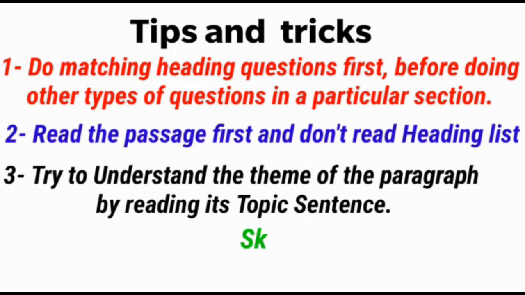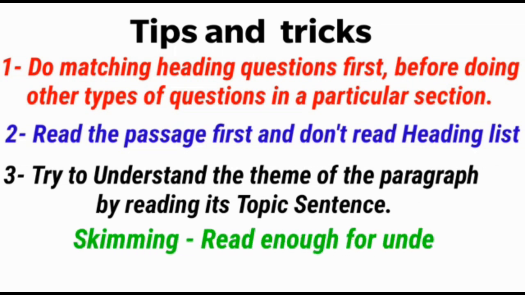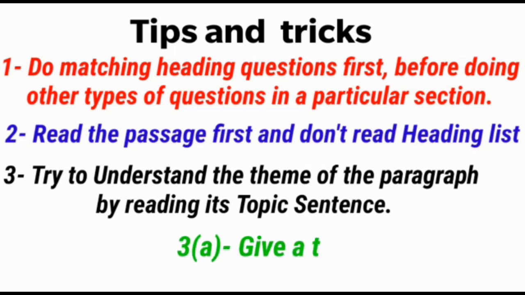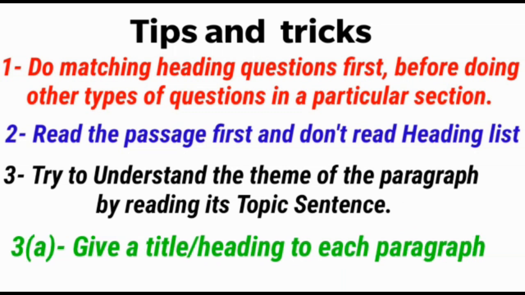We need to read enough to get a basic understanding of the paragraph. We need to quickly understand the general meaning of a paragraph without reading every word of it. That is skimming the paragraph. Skimming does not mean just reading quickly. It means focusing on certain parts of the paragraph to understand its meaning. Now, based on our understanding, we have to write a title for each paragraph in our own words.